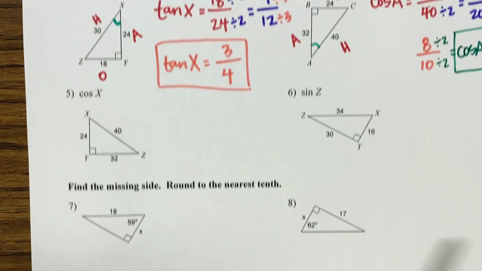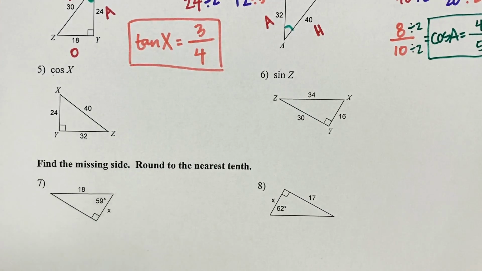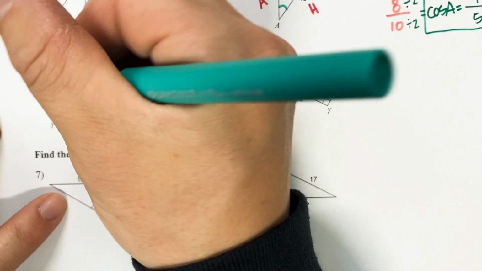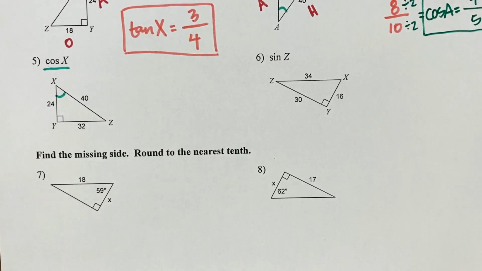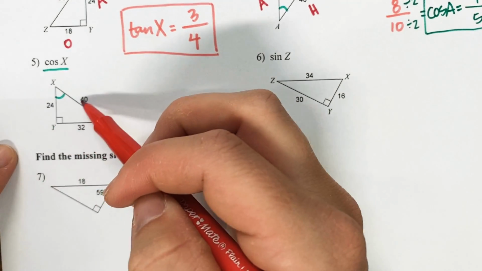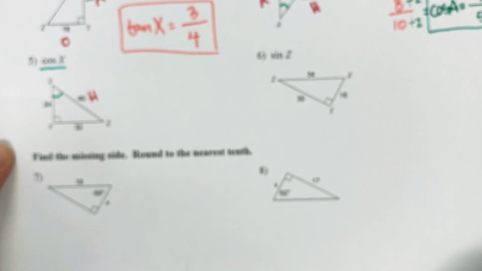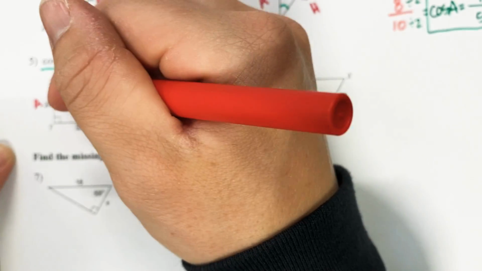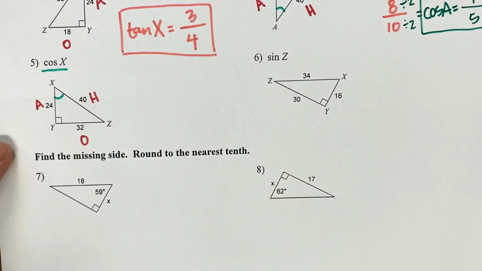All right, let's look at number 5. It wants cosine of x. A lot of cosines. Here we go. Cosine of x. X is right there. Now let's identify opposite, adjacent, and hypotenuse. My hypotenuse is always across from our right angle. My adjacent is the side that's next to that angle. And my opposite side is on the other side.